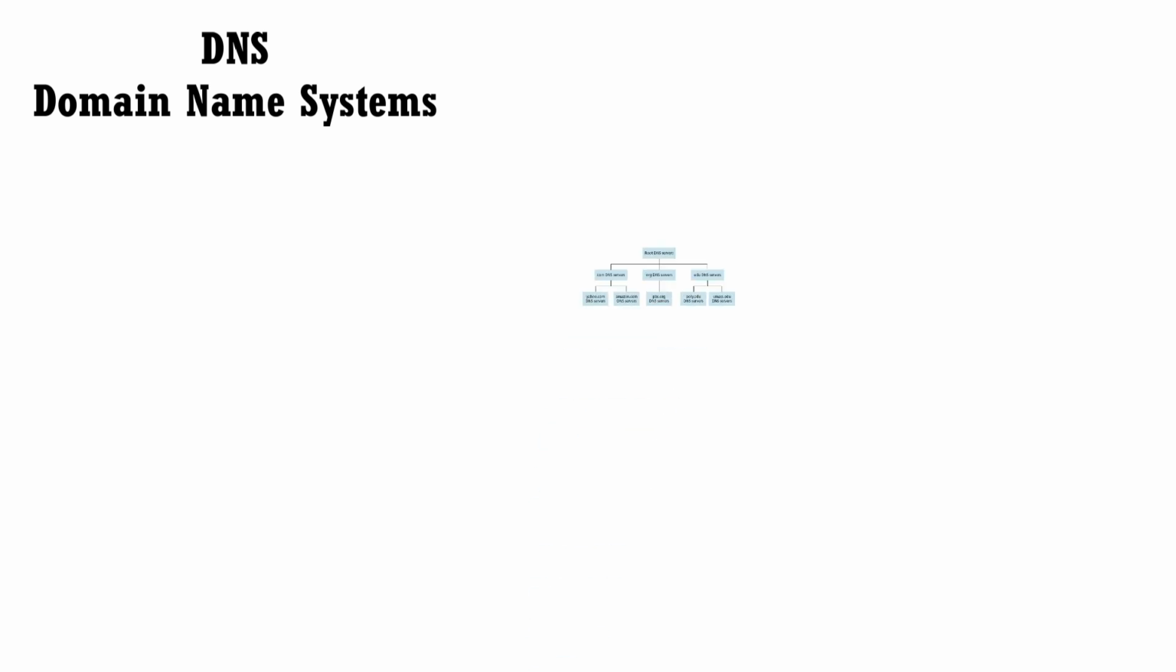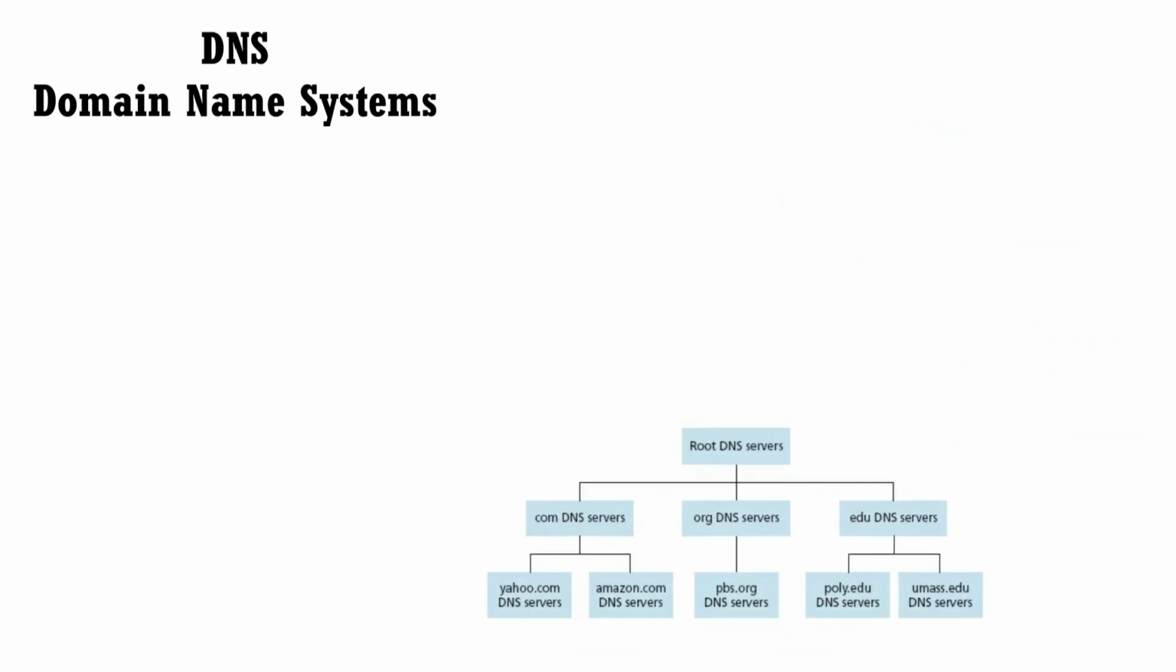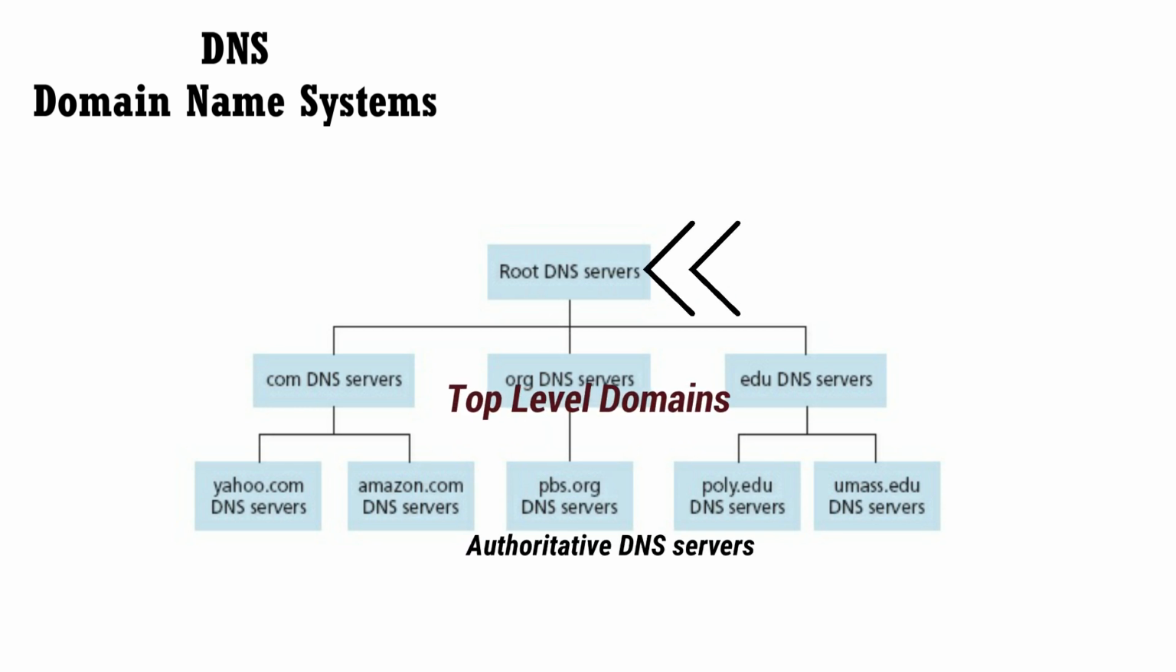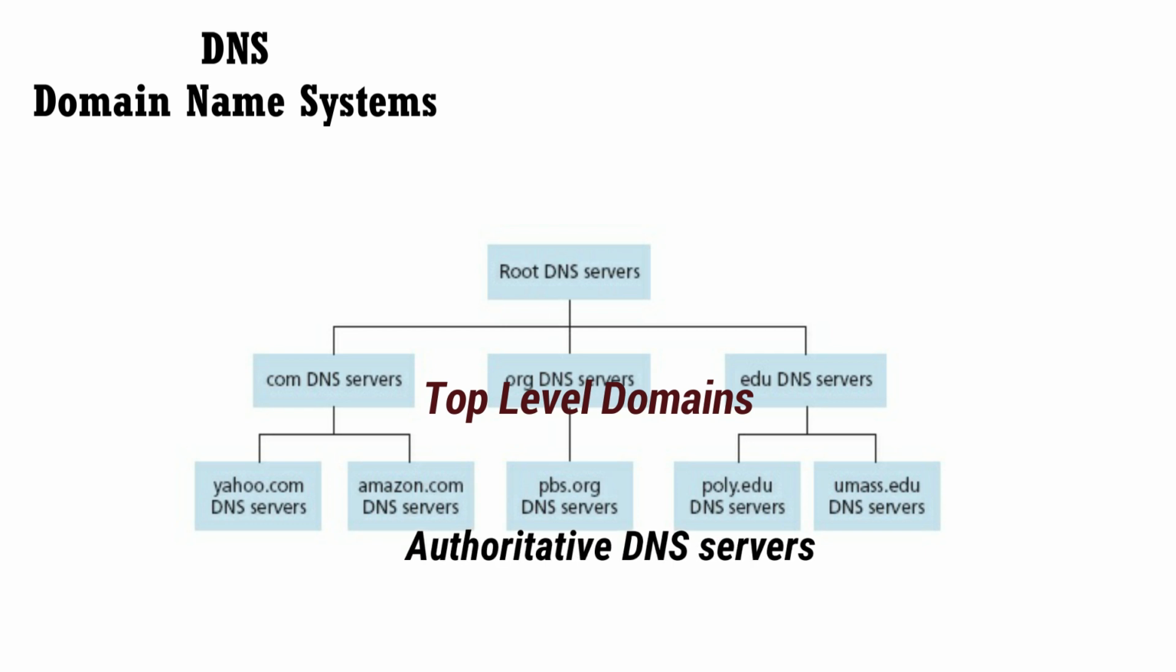The DNS uses a large number of servers organized in a hierarchical fashion and distributed around the world. No single DNS server has all of the mappings for all the hosts in the internet. Instead, the mappings are distributed across the DNS servers. There are three classes of DNS servers: root DNS servers, top level domain DNS servers, and authoritative DNS servers, which are organized in a hierarchy as shown in this figure.